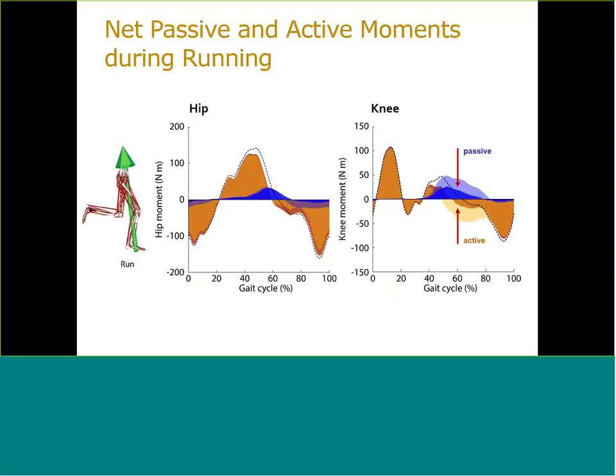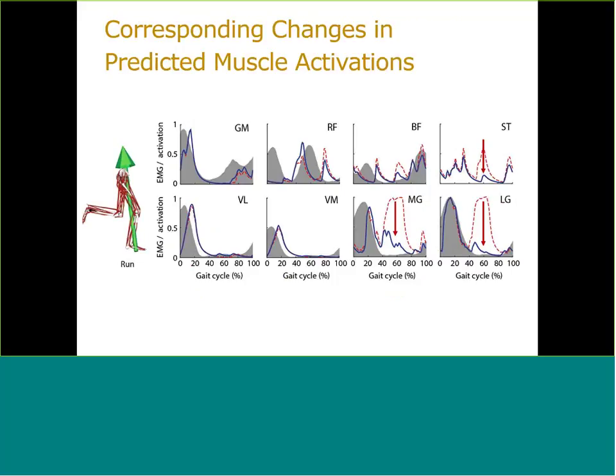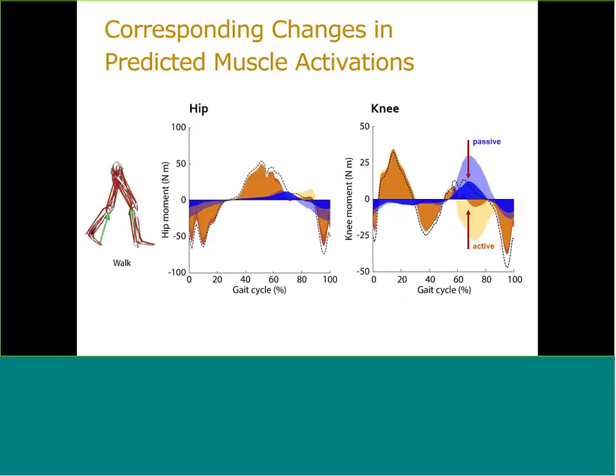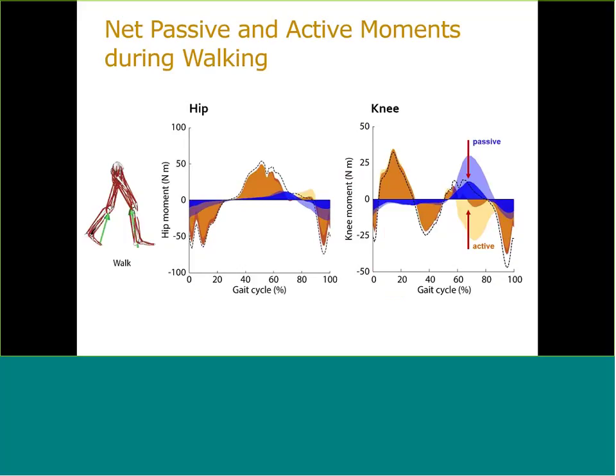When we looked at the same net joint moments of the hip and knee during running, we saw the same trends as in pedaling, where during early to mid-swing phase of running, using the refined model, there was a reduction in the net passive moments at the knee. This resulted in a reduction of the anomalous coactivation in the knee flexors, particularly in the semitendinosus, the medial gastrocnemius, and the lateral gastrocnemius.